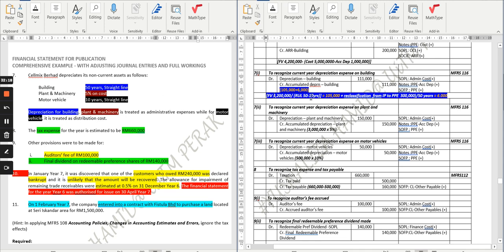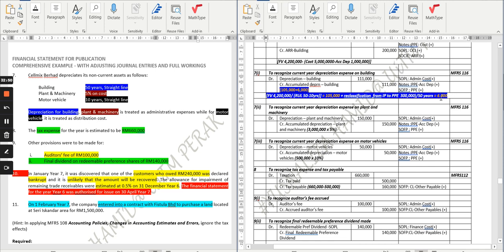So you can see that I've done the workings here, and the amount should be 111,000. And how do you get that? You need to add the amount that was reclassified, which is 300,000, divided by the 50 years, the estimated useful life. And this 300,000 is the building that was an IP that was reclassified as a PPE. So that gives you 6,000.